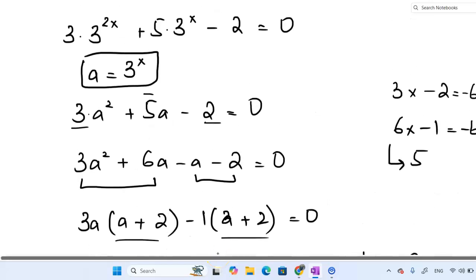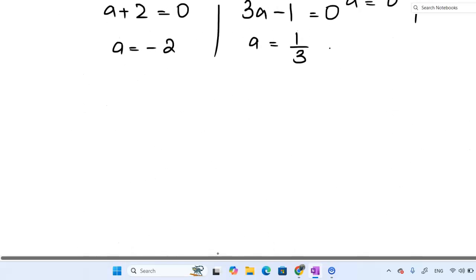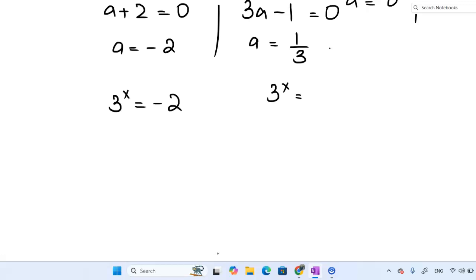Now what was our a equal to? That was equal to 3 to the power of x, that was the assumption that we made initially. So we have 3 to the power of x is equal to negative 2 and 3 to the power of x is equal to 3 to the power of negative 1.